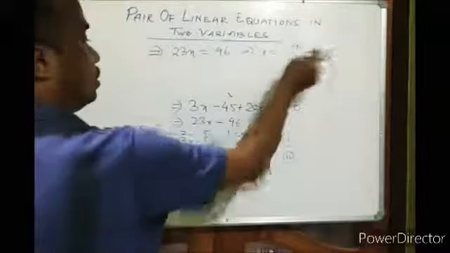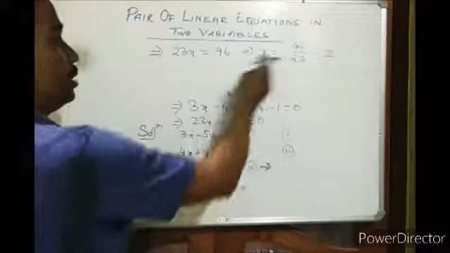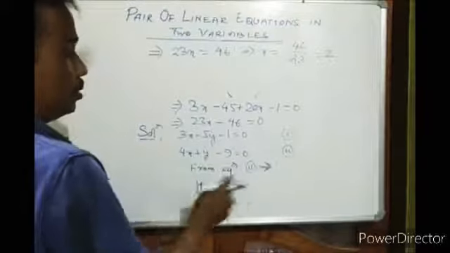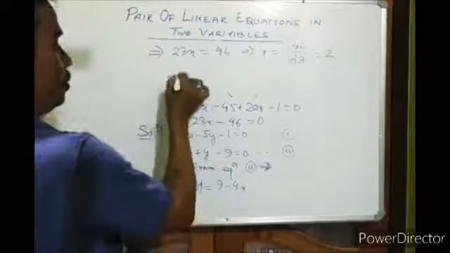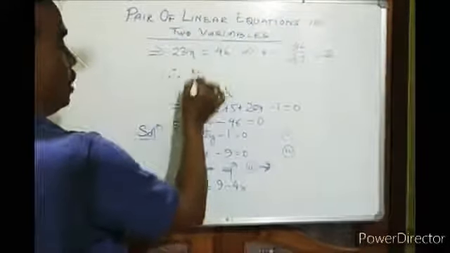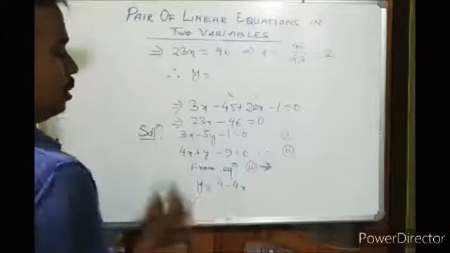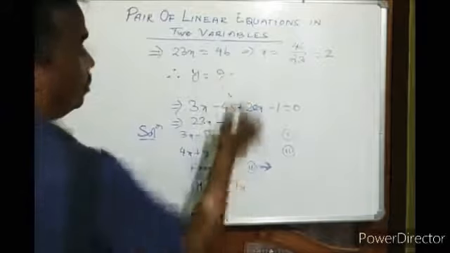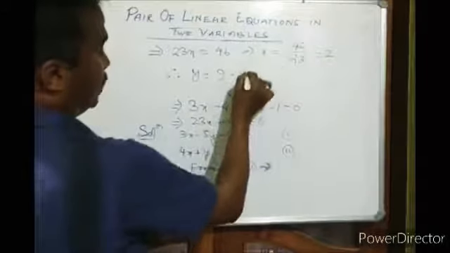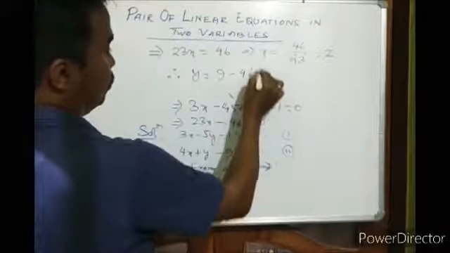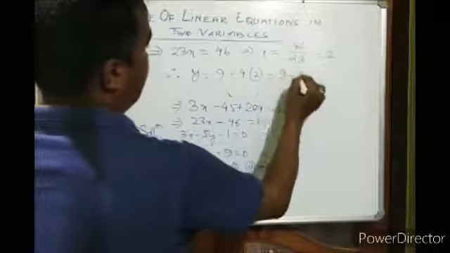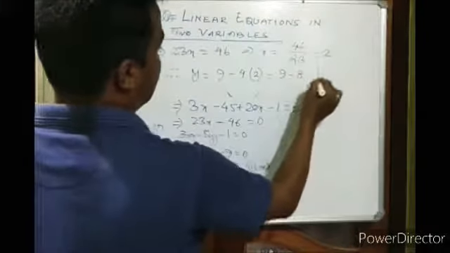Now x is equal to 2 we have got, and we will substitute x equal to 2 here: y is equal to 9 minus 4x. So therefore y equal to 9 minus 4 into the value of x, that is 2. 4 into 2 is 8, so 9 minus 8, which is equal to 1.